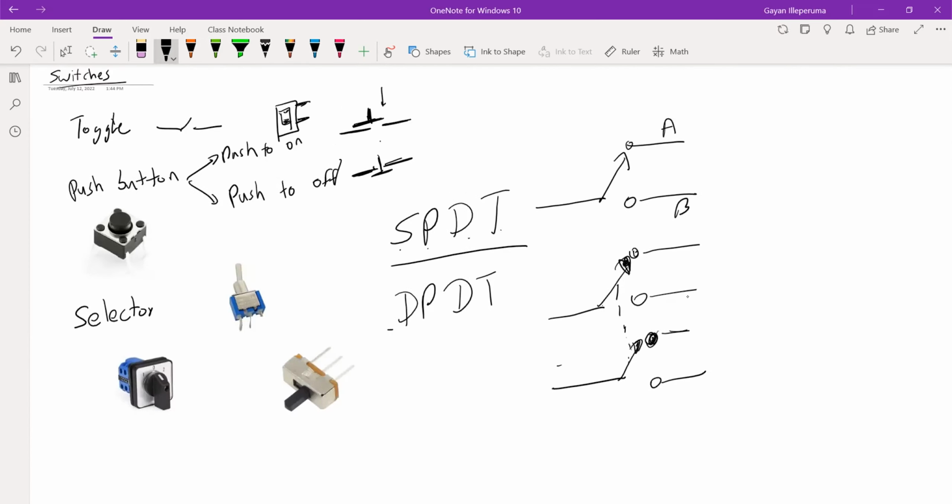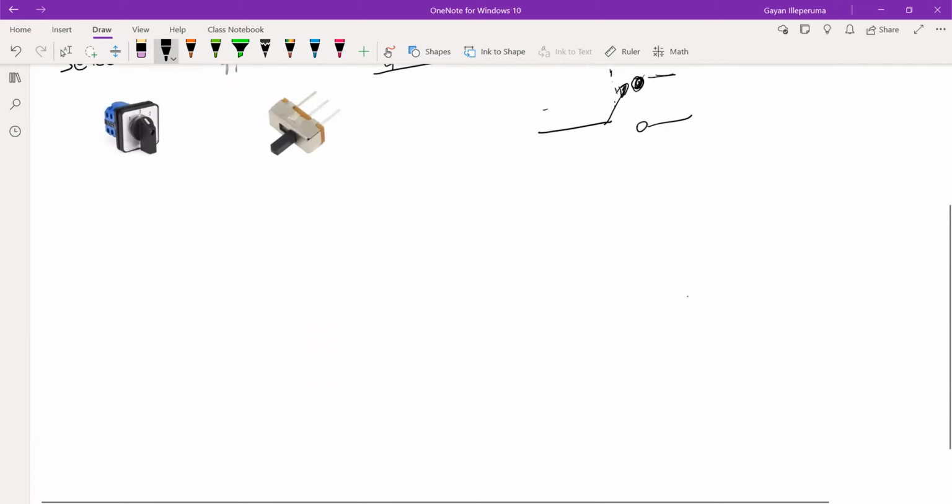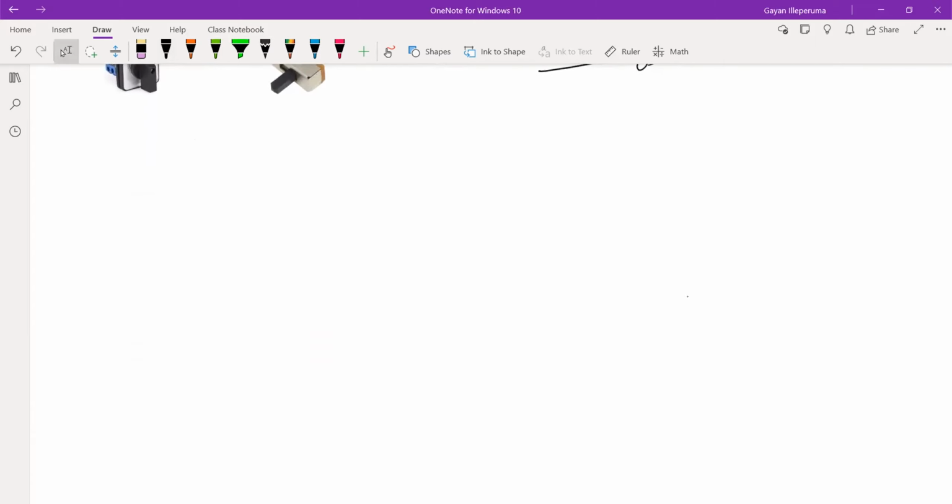So you have SPDT, DPDT. You can have SPST as well, single pole, single throw. That will basically be like a toggle switch like this. So these are some of the common switches that people use to control different devices. Now I'm going to give you a question. Otherwise, I am the only one who's talking. Here's the question. This is a very famous question. Let's say you have a staircase.